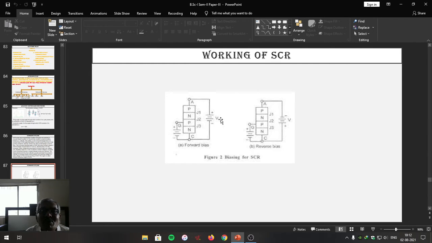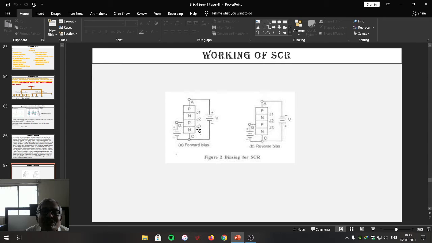The minimum forward voltage at which the anode current suddenly increases by breaking the junction J2 and by reducing the depletion layer across J1 and J3, that minimum forward voltage is called the forward breakover voltage of SCR. Till the externally applied voltage is less than the forward breakover voltage, SCR doesn't conduct current.